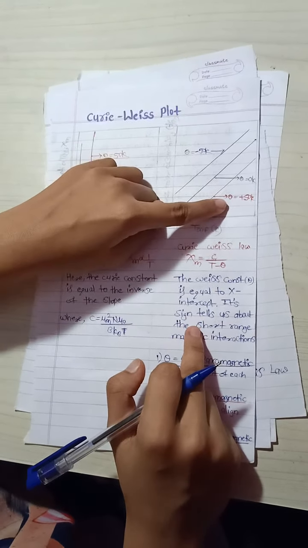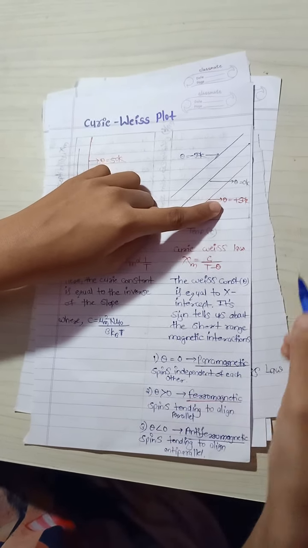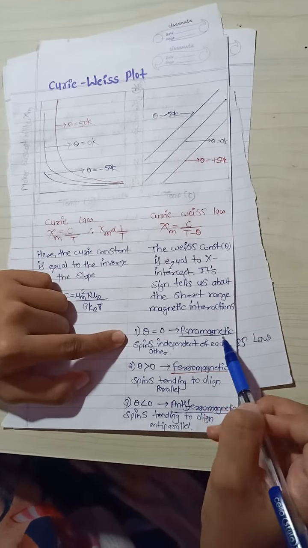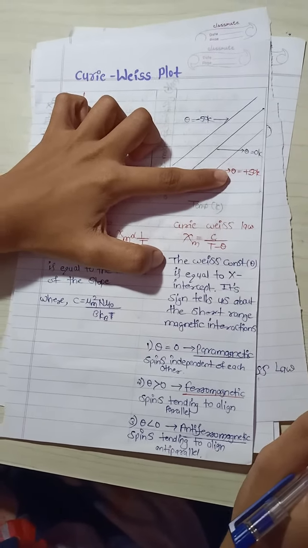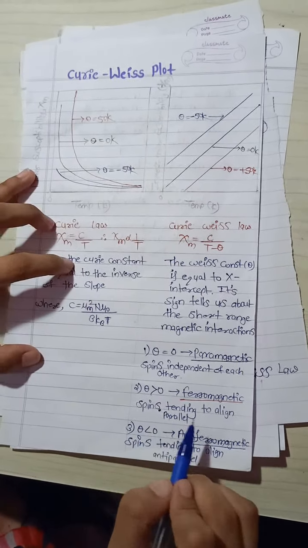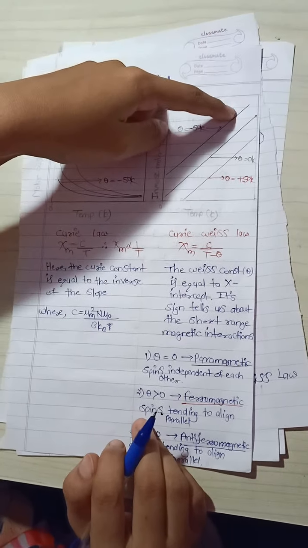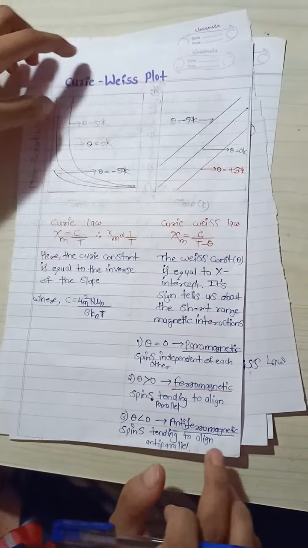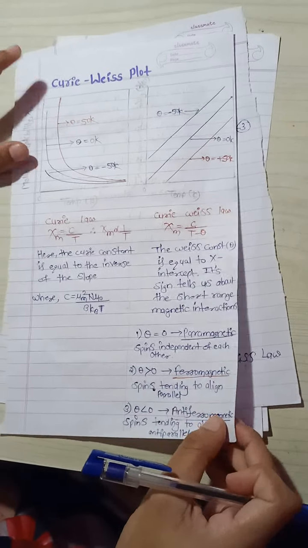Then the sign of theta tells us about the short range magnetic interactions. If theta is 0, then the substance is paramagnetic and spins are independent of each other. If theta is positive, meaning greater than 0, then the substances are ferromagnetic and spins align parallel to each other. If theta is less than 0, meaning theta is negative, then the substances are antiferromagnetic and spins align antiparallel to each other. These two graphs are Curie-Weiss plots for paramagnetic materials.